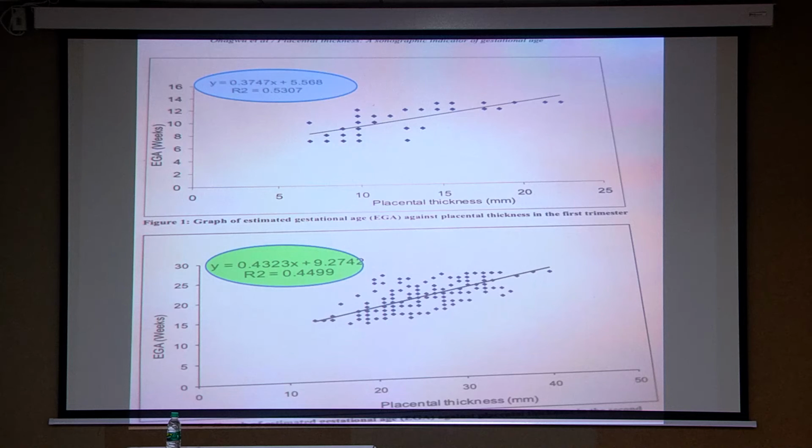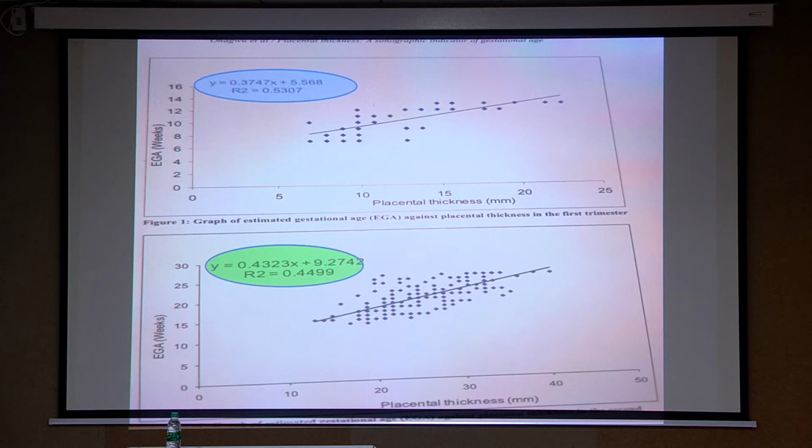This is again an example for linear regression, which I got from one study. Here they are predicting gestational age from the placental thickness. By using linear regression, they derived this equation. Y is the gestational age, the dependent variable, whereas X is the independent variable. They derived the value 0.3747 into placental thickness plus 5.5 from the test. This is for the first trimester and this is for the second trimester, the equations they derived.